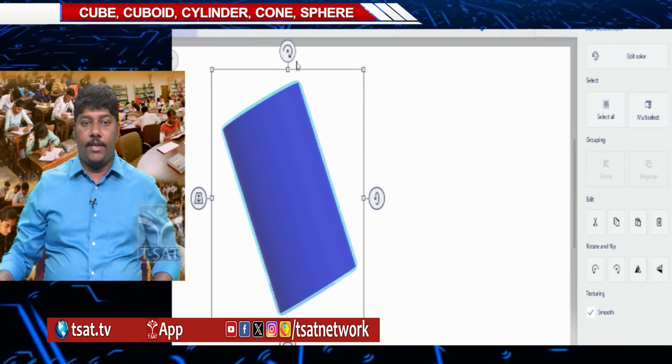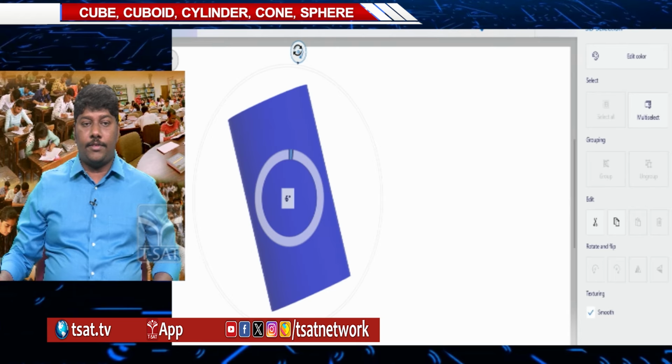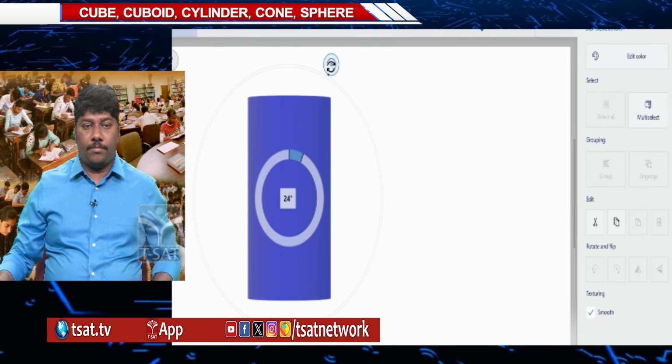What is a right circular cylinder? Right circular cylinder means it is perfectly 90 degrees, like this.